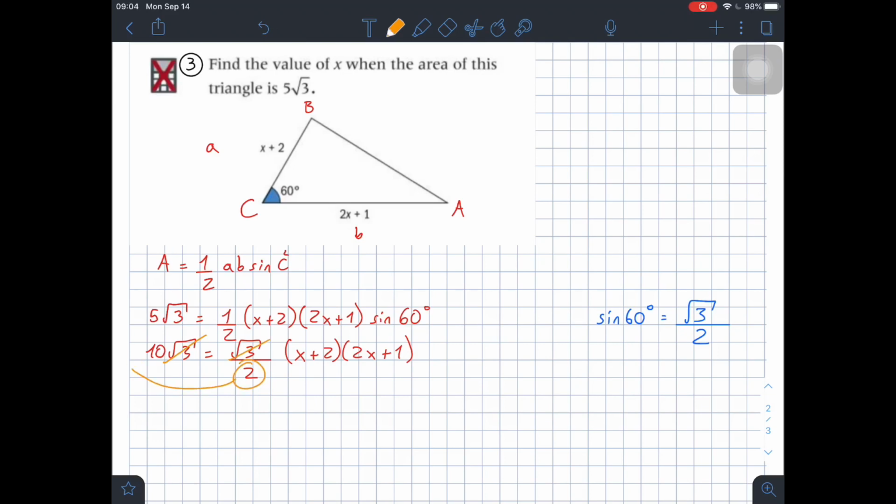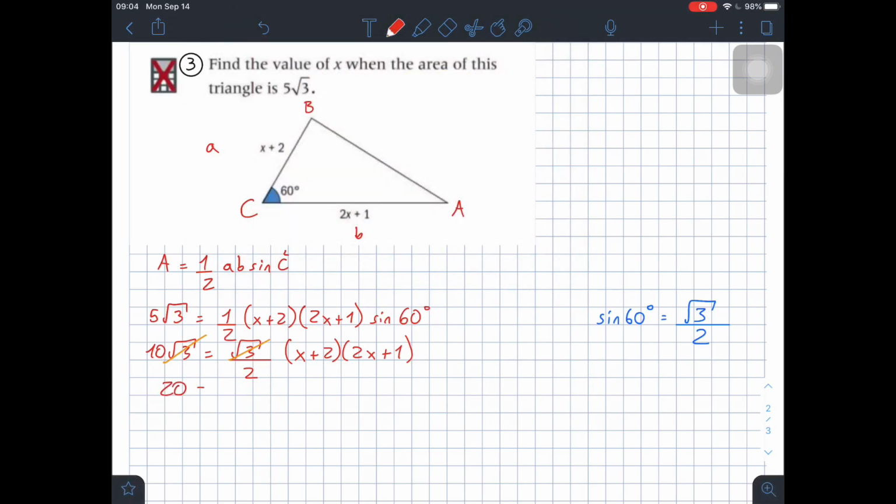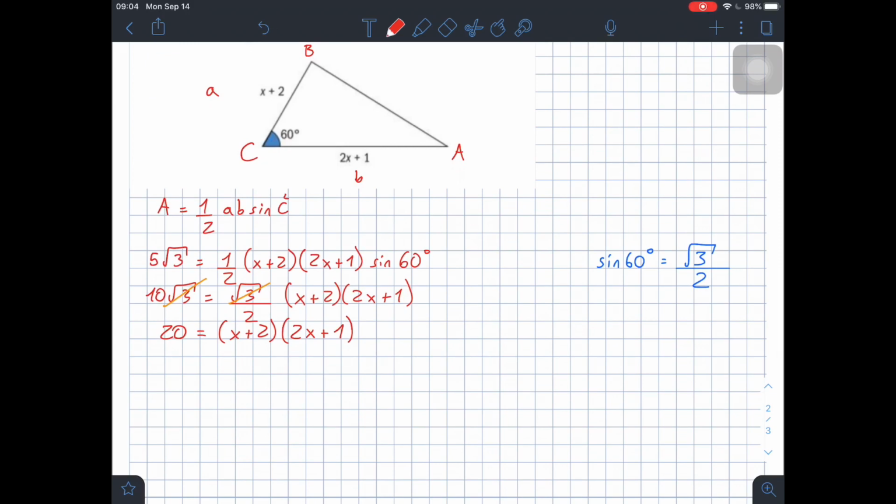2 times 10, that's 20, right? So we can say that 20 is equal to x plus 2 times 2x plus 1. Okay, after doing that, I will have to apply the FOIL method. This time this, this time this, this time this, this time this, right? So I'm going to do that.